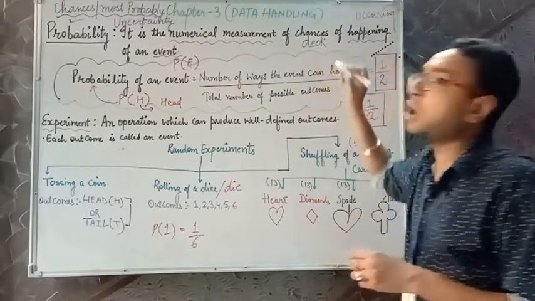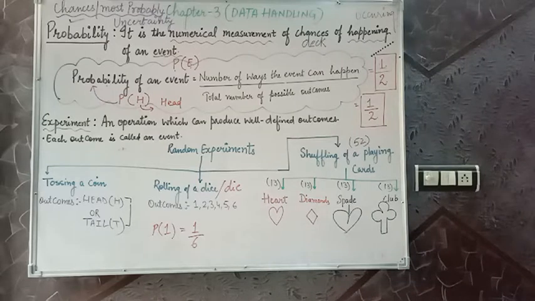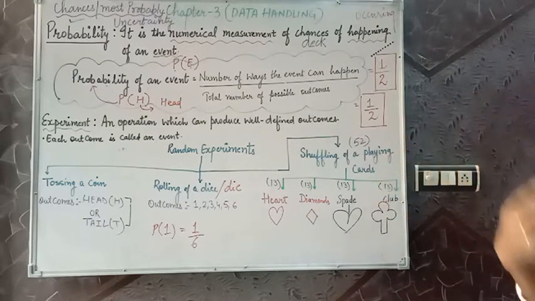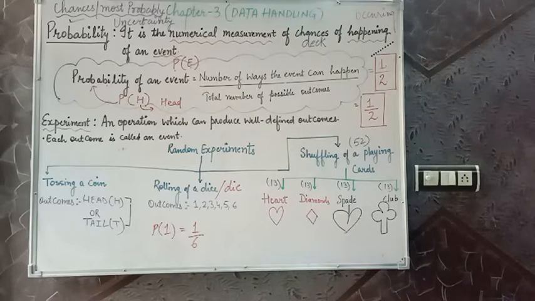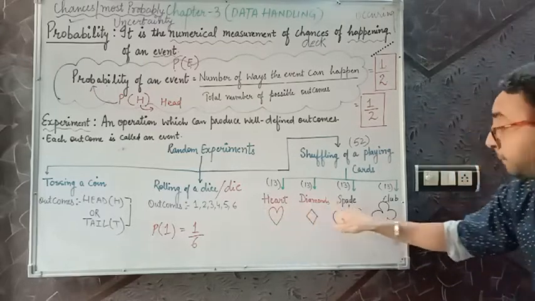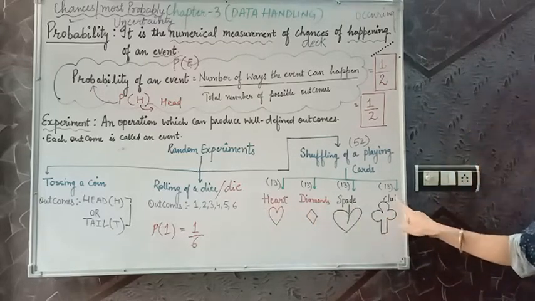D-E-C-K. A deck of playing cards. Clear? Now these 52 playing cards are separated into 4 groups. I'll show you which are those 4 groups, namely heart, diamond, spade, club.